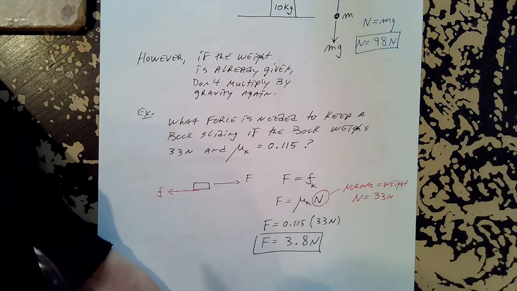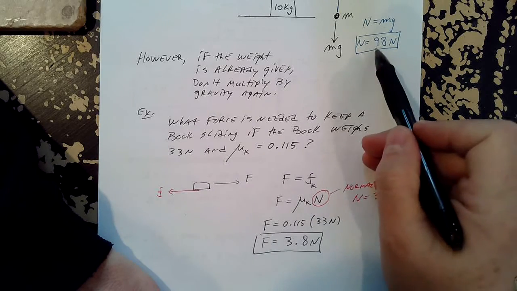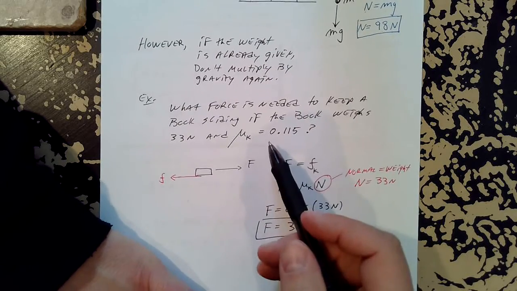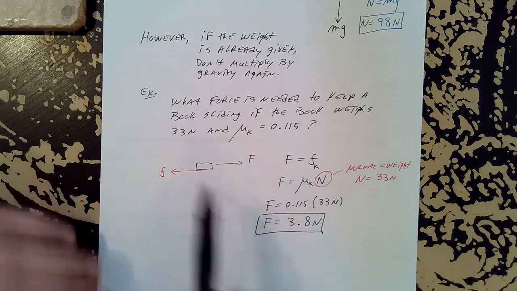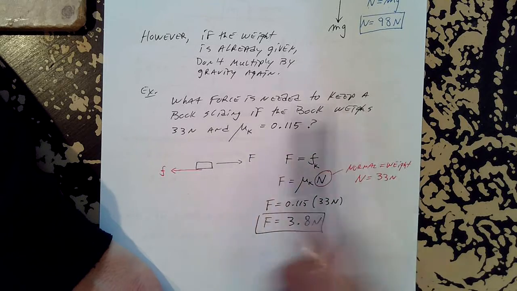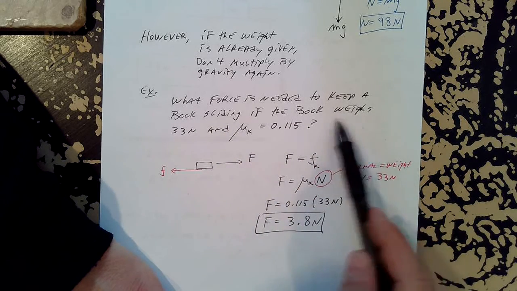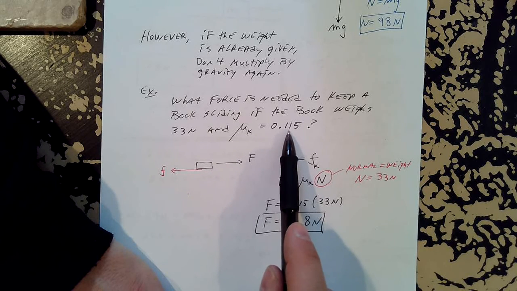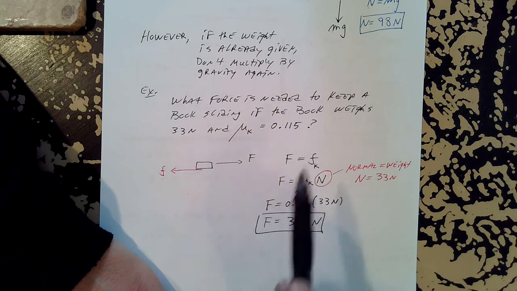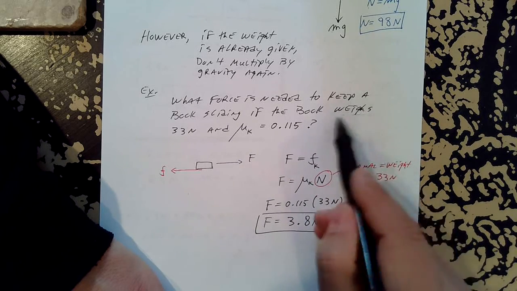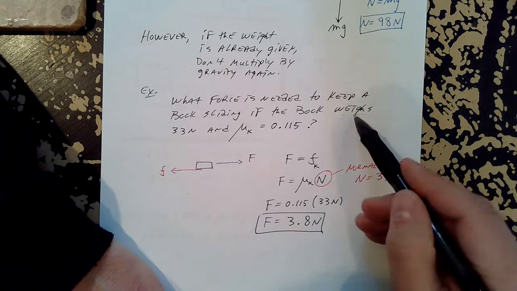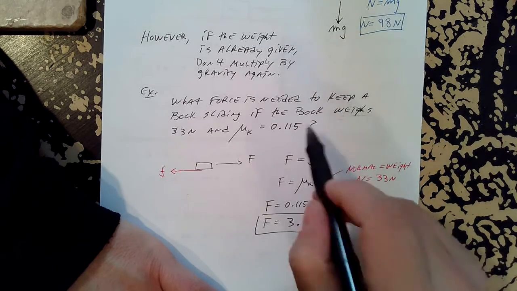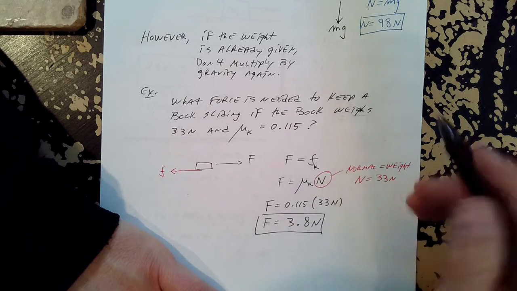Sometimes the problems might be given where the weight is already given to you, so you don't have to multiply by gravity. Here's an example of that. What force is needed to keep a book sliding if the book weighs 33 newtons and mu kinetic is 0.115? So I'm telling you that the book weighs 33 newtons. I'm already doing the calculation of mass times gravity for you, so don't multiply by gravity again.